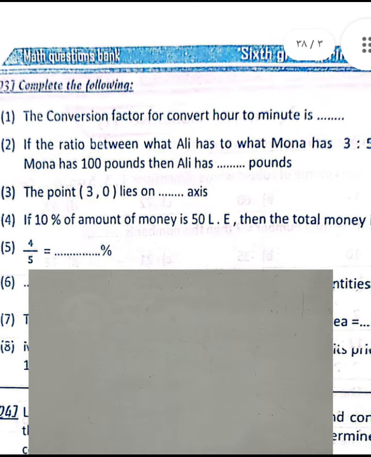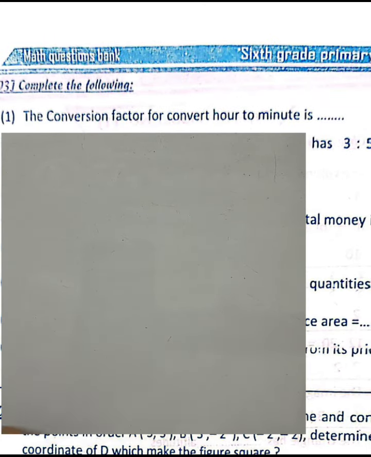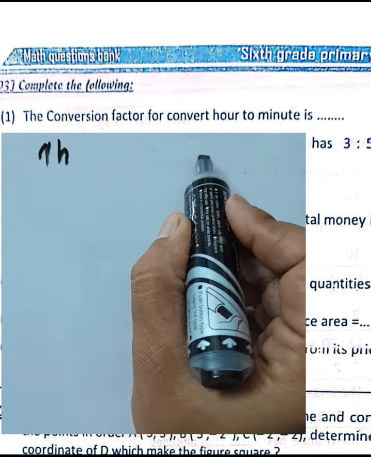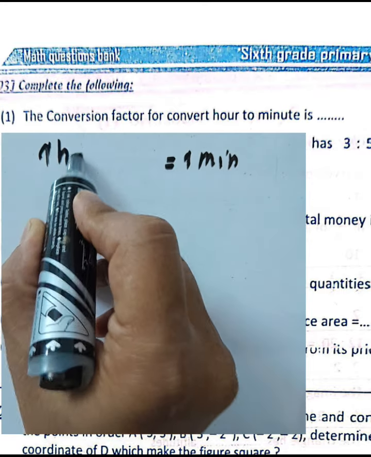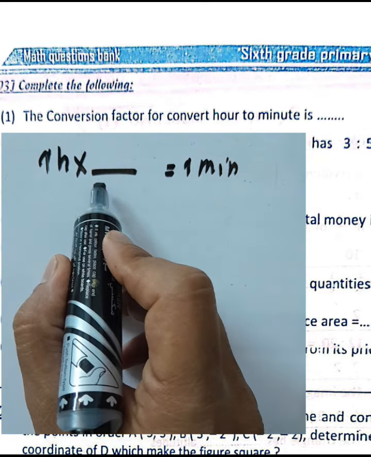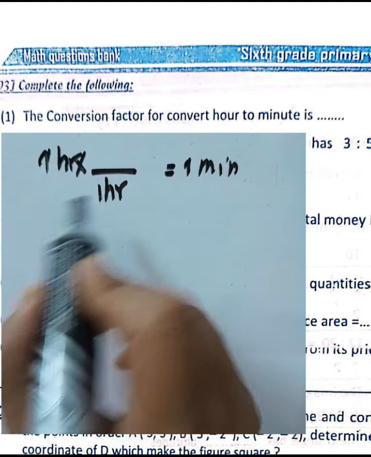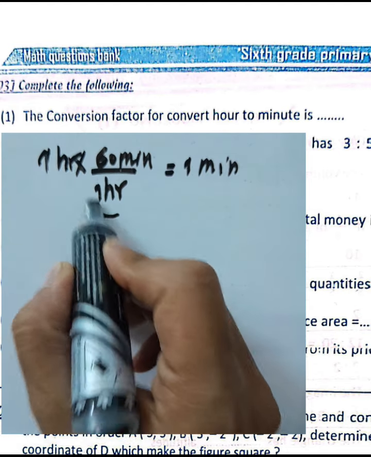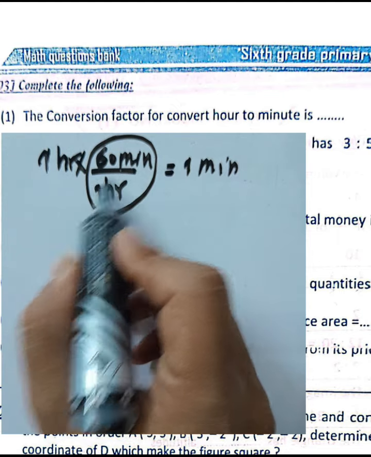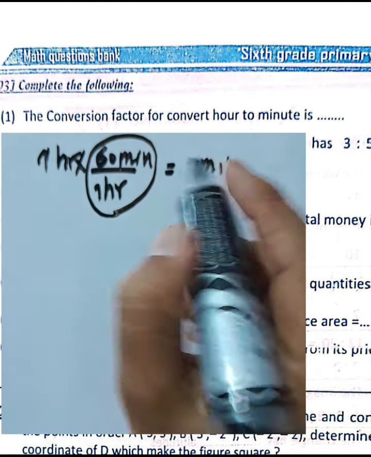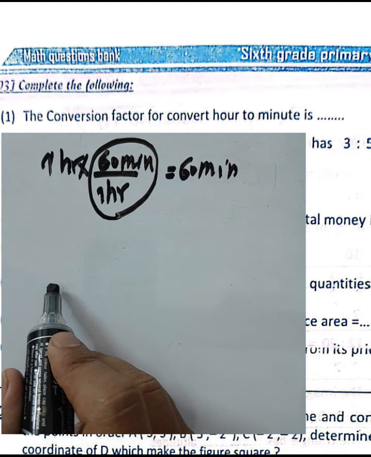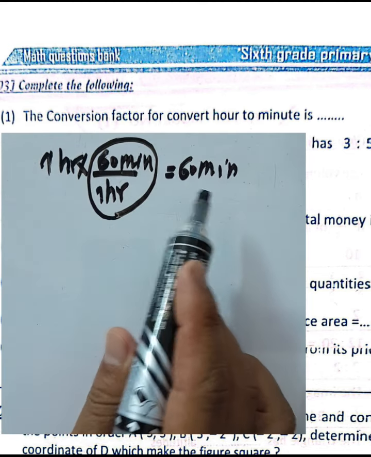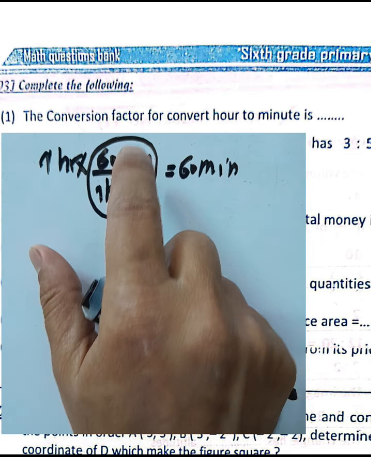Question number 3, complete the conversion factor to convert hour to minute. We want to convert from 1 hour to minute. How? We must cancel 1 hour, right? 1 hour here in the numerator, and write minute up. We know 1 hour equals 60 minutes. Then the conversion factor will be 60 minutes over 1 hour. Okay, my students, we want to find the conversion factor to convert hour to minute. To convert from hour to minute, you must write 60 minutes over 1 hour.